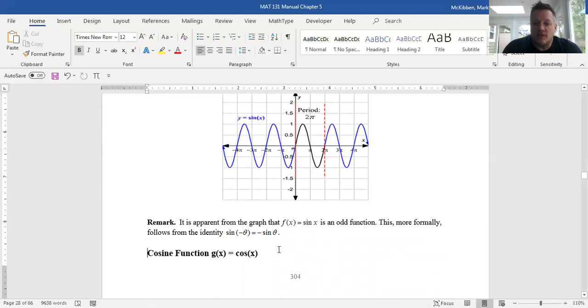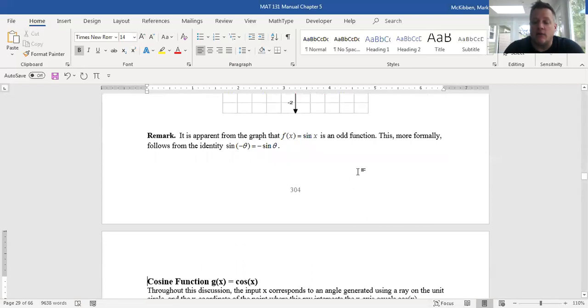The cosine function is basically the same exact analysis, but now we're not going to look at the y values, we're going to look at the x values.